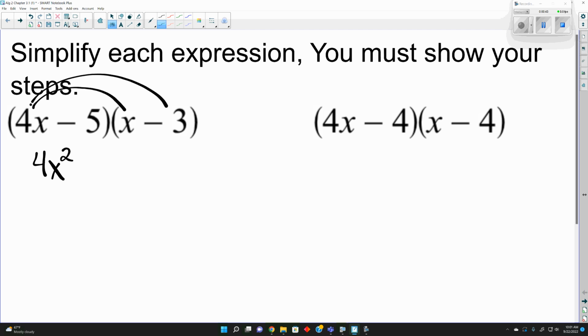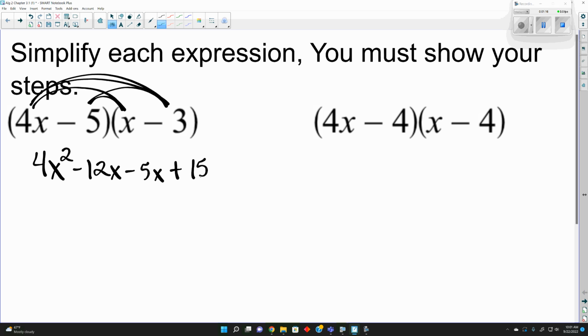Then we can also do our 4x times negative 3. Well, 4 times negative 3 is negative 12, and we have x. Then the next part is going to be our negative 5 times x, and negative 5 times x is negative 5x. And lastly, we'll do negative 5 times negative 3. The negative and negative would make a positive, and we get 15.